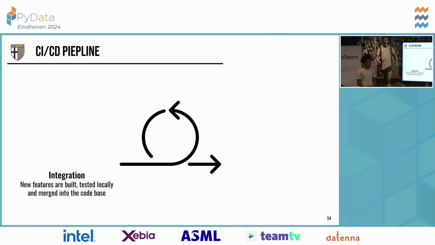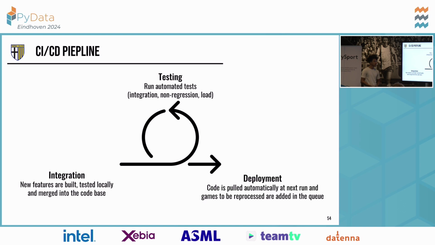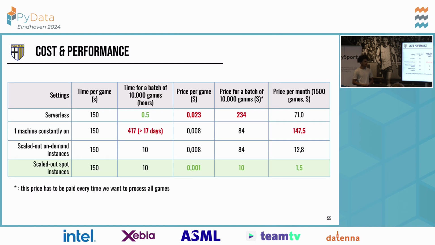And so our pipeline is continuous integration, continuous development. We can just build the features we want to build, test them locally, push them, and then we have some tests to make sure that it doesn't break our process. And finally, the code is deployed. And when we want to process a game, we just have to add it to the queue, and we know that all the process is automatic, and it requires no intervention from outside.